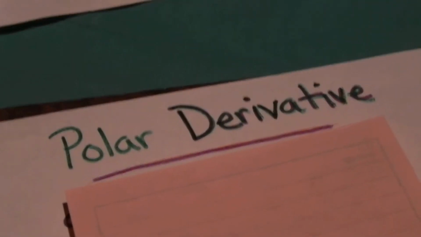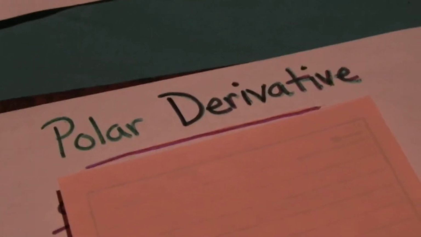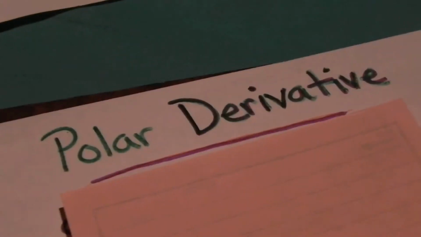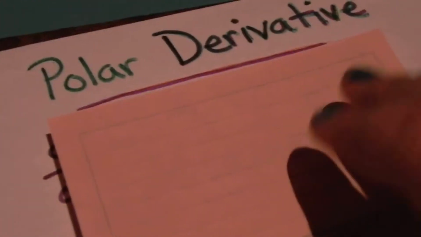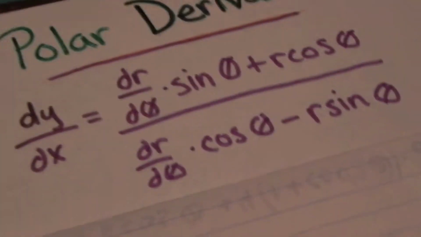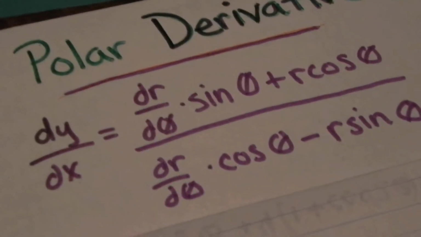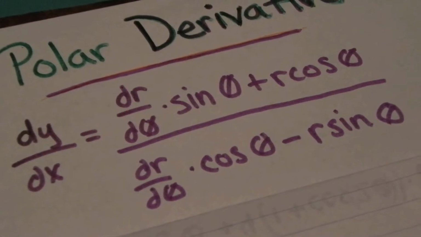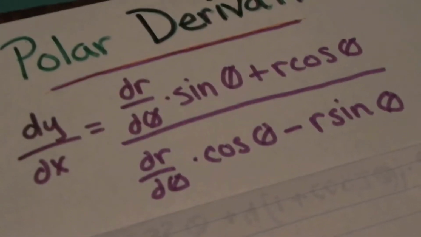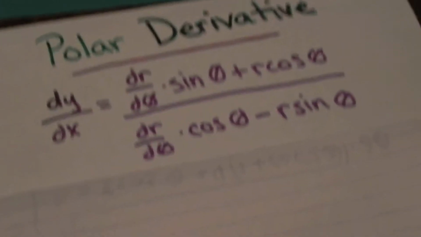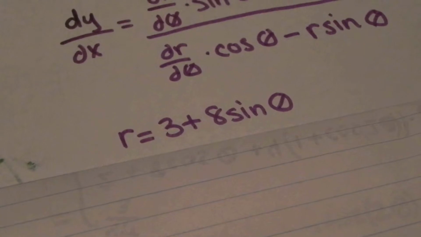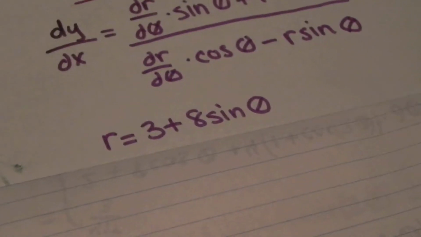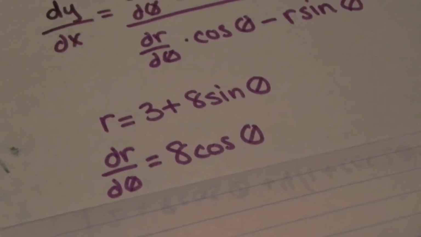In this video, we will be showing how to take the derivative of polar coordinates. To take the derivative, you use the formula: the derivative of r times sine theta plus r cosine theta, all over the derivative of r times cosine theta minus r sine theta. So, to show an example, we will use r equals 3 plus 8 sine theta. The derivative of r equals 8 cosine theta.